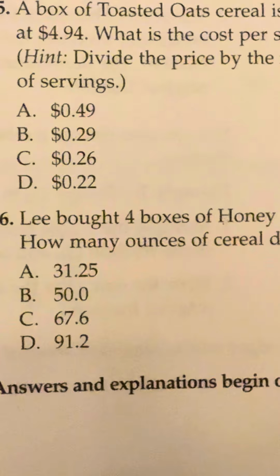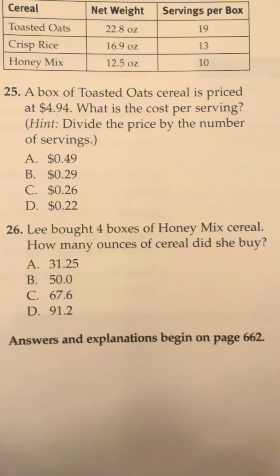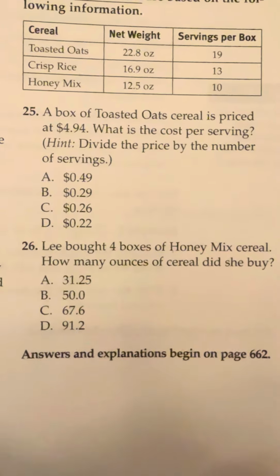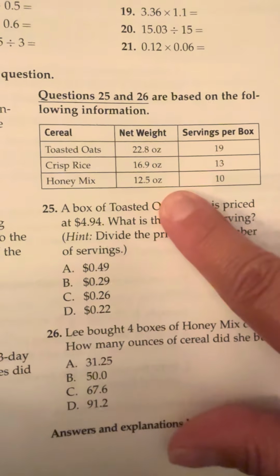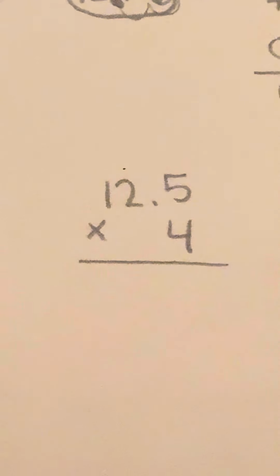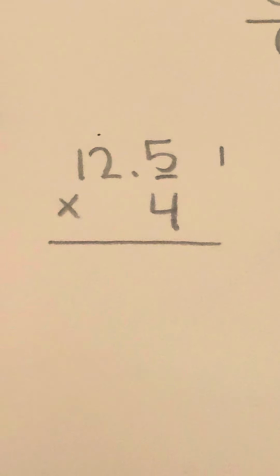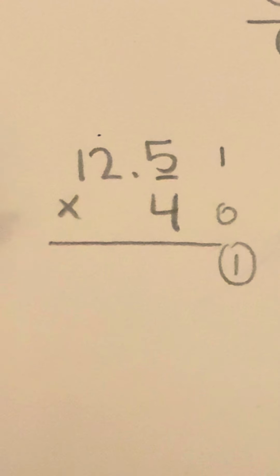And then the last question, Lee bought 4 boxes of honey mix cereal. How many ounces of cereal did she buy? So 4 boxes of the honey mix, which is 12.5 ounces. So we're going to do a quick multiplication there to find out how much that is. So 12.5 times 4, nice and simple. And there's 1 digit after that 5. That 5 is the only 1 digit after the decimal. There's no decimal here. So we're going to move that decimal one spot at the end.